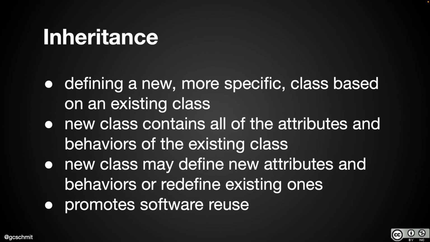This new class that we're defining contains or inherits all of the attributes and all of the behaviors of the existing class. And when I say attributes in Java, I mean instance variables. And when I say behaviors in Java, I mean methods. So it inherits all those attributes and behaviors of the existing class, and it is free to define additional attributes and additional behaviors, and even redefine existing behaviors. We like inheritance, and we find it very useful because it promotes software reuse. And we'll talk more about what I mean by software reuse later.